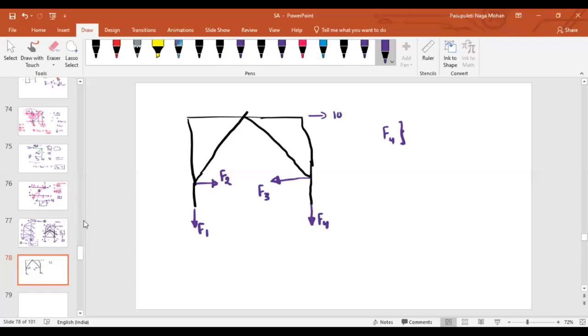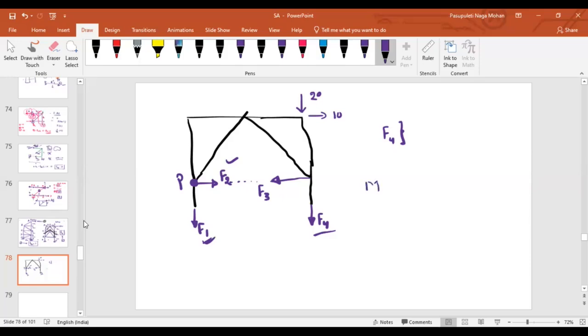This is the 10 kilonewton, and this is the 20 kilonewton. As you can see, they require only F4. So let us say if you take moment at this joint P, because of F1 and F2, as they're passing through point B, there are no moments. Even the line of action of F3 is also passing through this joint only. So in this special case, the lines of action of F1, F2, F3 are all passing through point P. Only one force that is not passing through is F4.